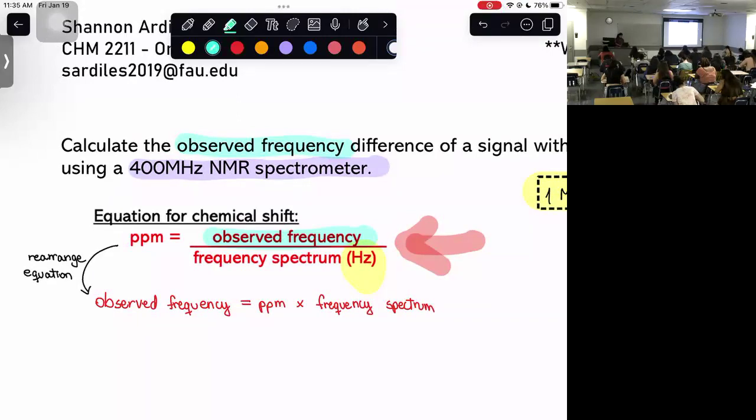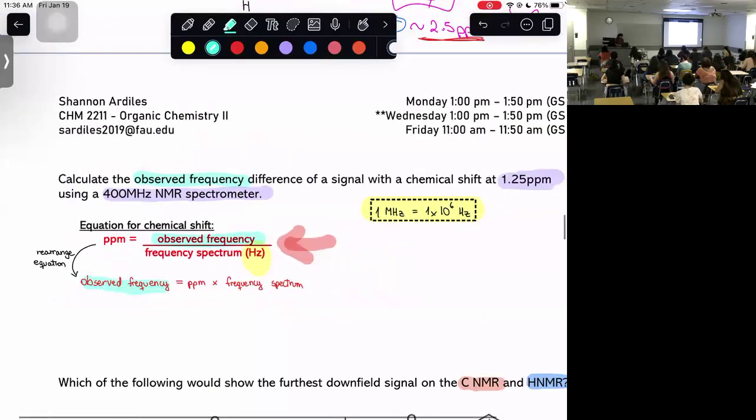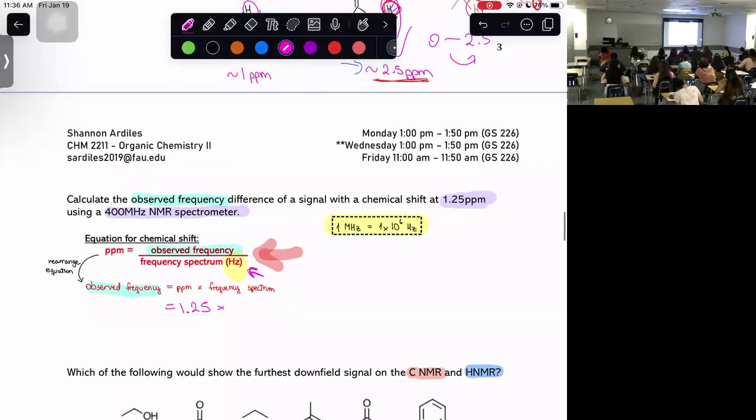Now, that's the given equation, but they're asking us for the observed frequency. So, of course, with some algebra, we just move things around, and now we get our actual equation to find the observed frequency. This is where you plug in your numbers given. We need a ppm value, which we know was 1.25. And then we need the frequency of the spectrometer. As you saw in here, it's highlighted, it needs to be in hertz. You need to keep your units. But we were given 400 megahertz, so we have to convert. Before I plug anything in, I have to do my conversion.